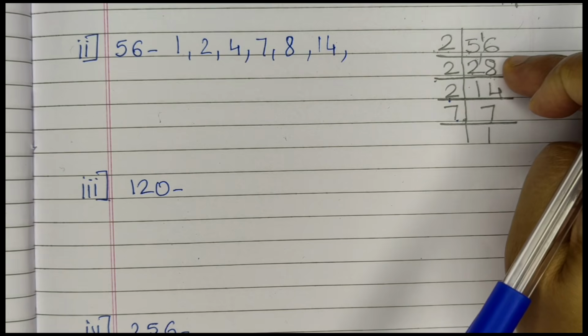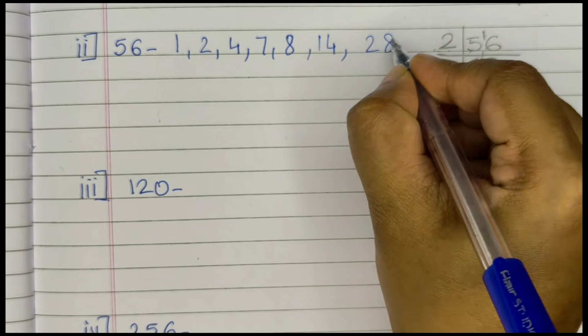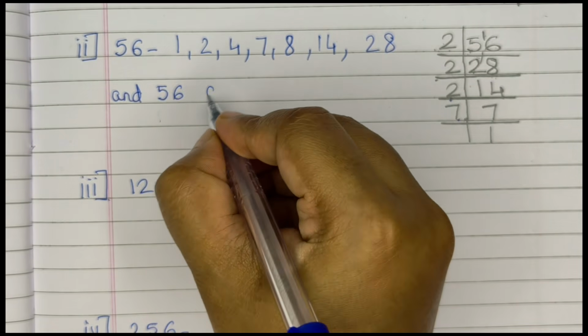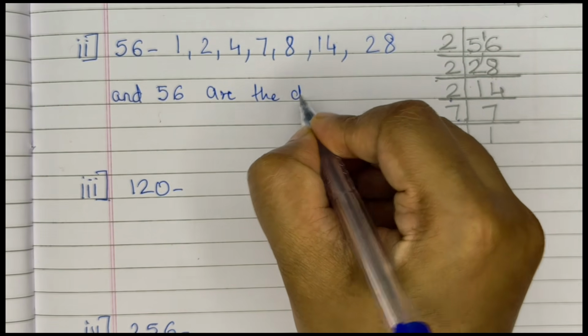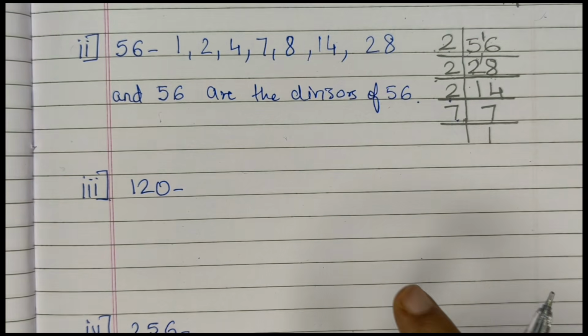After 14 we have 28 and 56. 28 and the number itself, 56, you also have to write. These are the divisors of 56. Understood this sum?